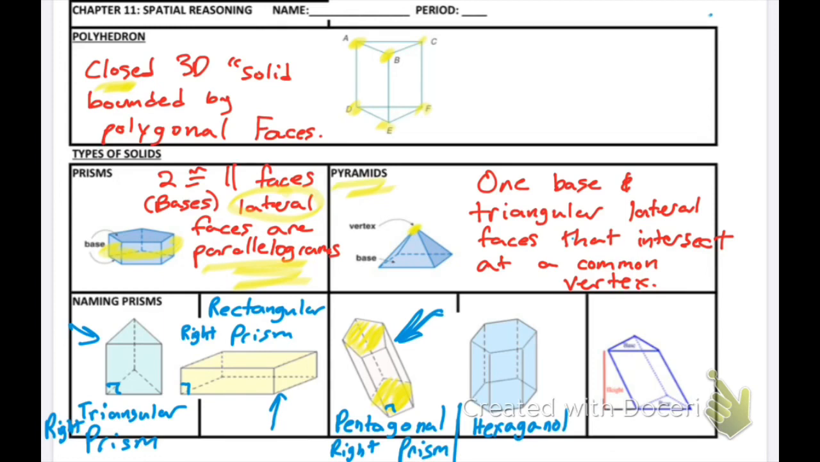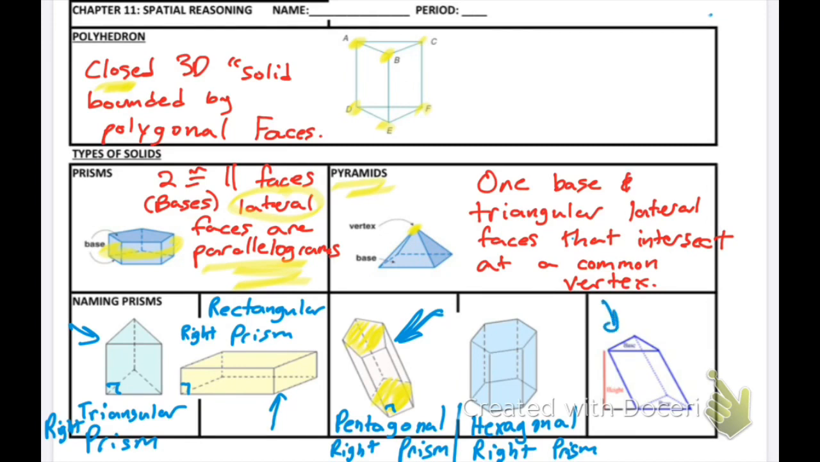Just a second. Hold up. I spelled that wrong. There you go. Hexagonal right prism. That's how I do that one.